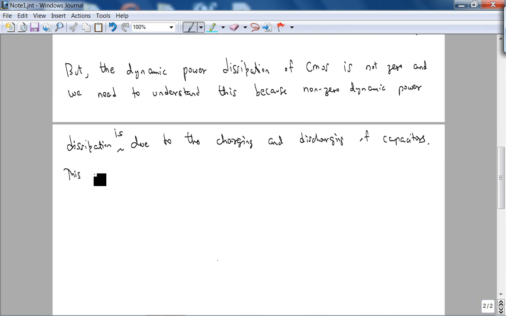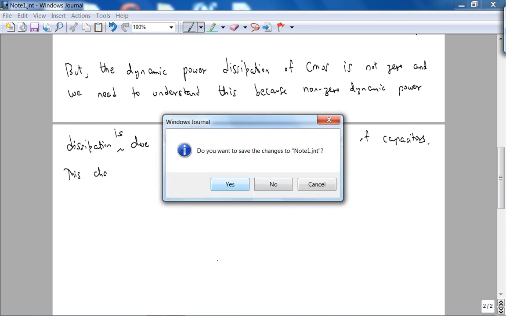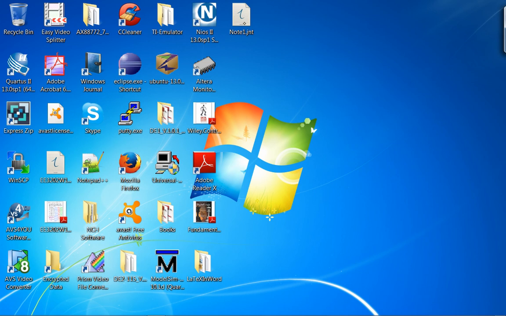This charging, the generator crashed, fortunately. Let's save this, let's start over again.